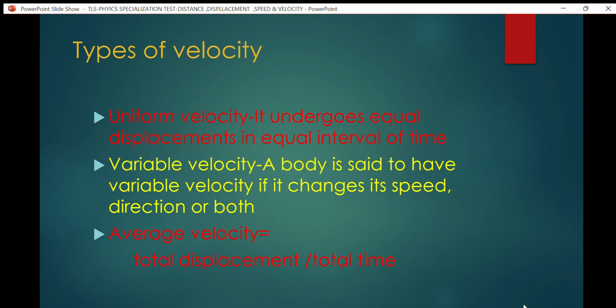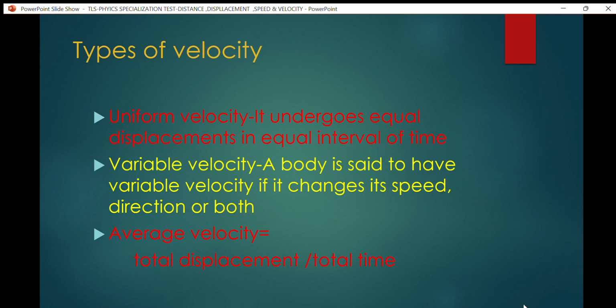Again we are going to the types of velocity. First one is uniform velocity. Uniform velocity means it undergoes equal displacement in equal intervals of time. So the body will be covering equal displacement in equal intervals of time. They have the same direction and the same distance. Then we say the body is having uniform velocity.